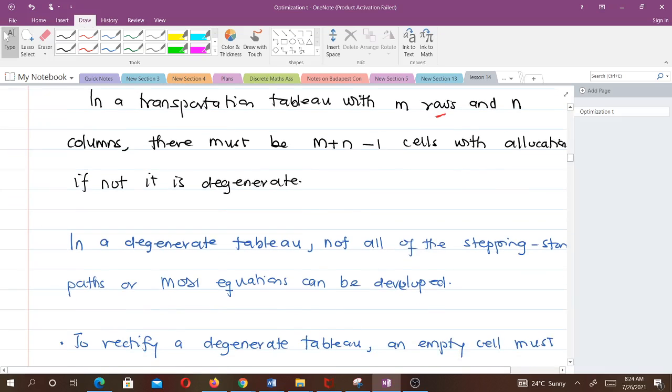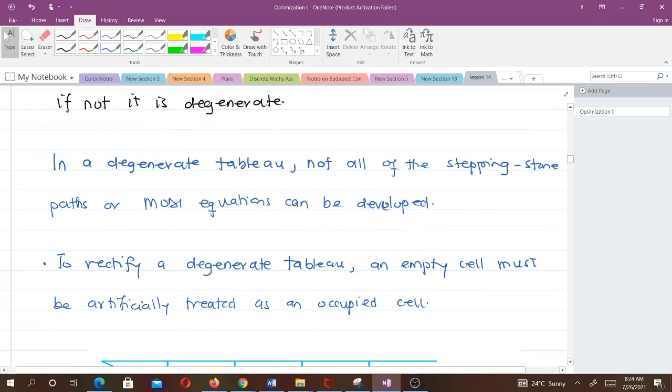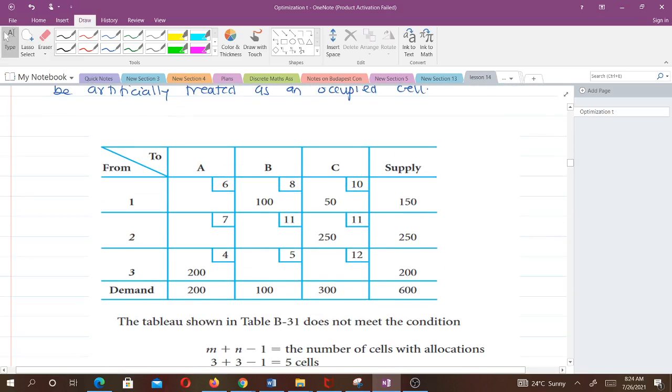In a degenerate tableau, not all of the stepping stone paths or modal equations can be developed. So to rectify a degenerate tableau, an empty cell must be artificially treated as an occupied cell. This is what we are talking about, and I'm illustrating it here for you.